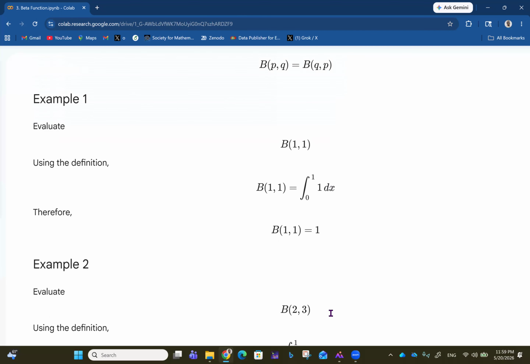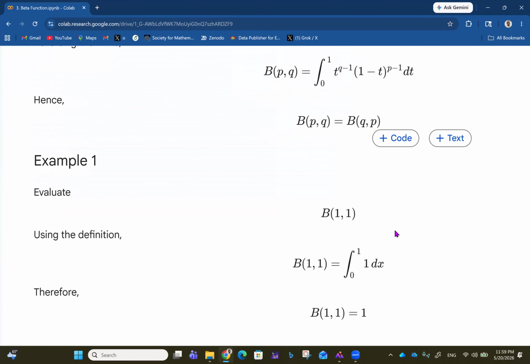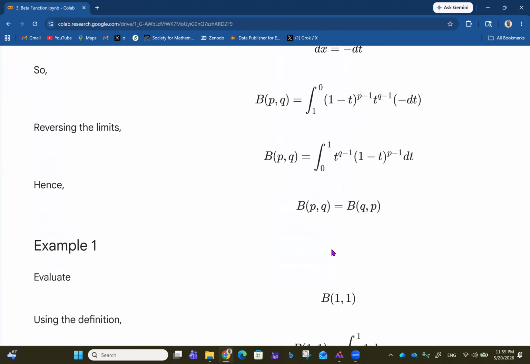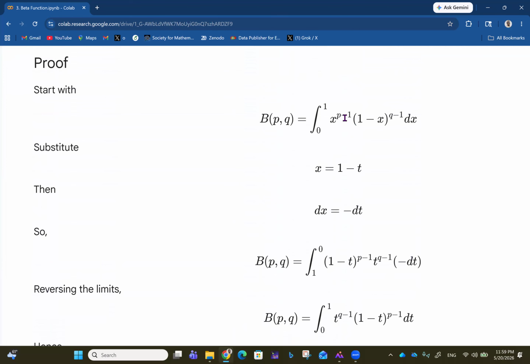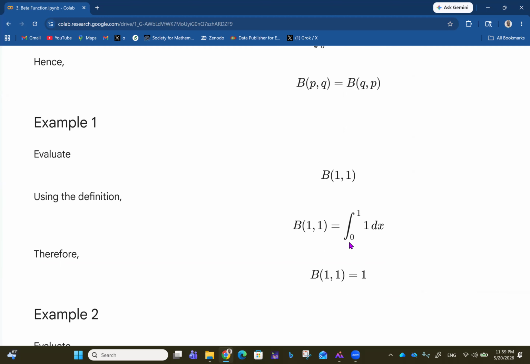So look at this example. Beta 1 1, of course, we can establish the fact: you want to evaluate B of 1 comma 1 using the definition, right? So p is 1, q is 1, so you have 1 minus 1 is 0, 1 minus x raised by 1 minus 1, so x raised by 0, 1 minus x raised by 0. Anything raised by 0 is 1, so you have 1 times 1, 1. So at the end of the day, you just have the integral of dx, and that is simply x. If you evaluate that from 0 to 1, you get 1. So established, beta of 1 comma 1 is simply 1.